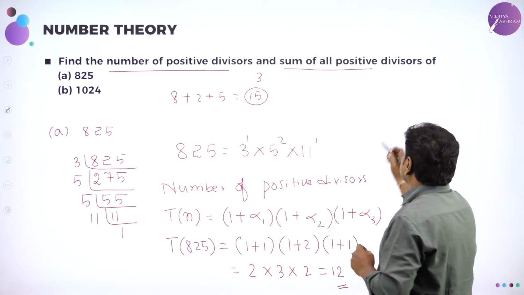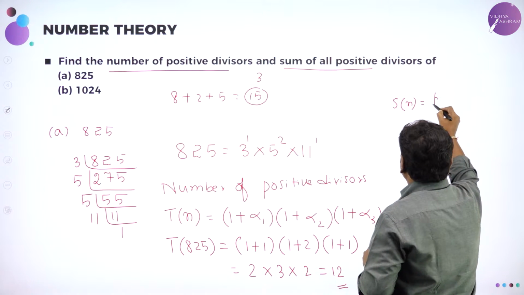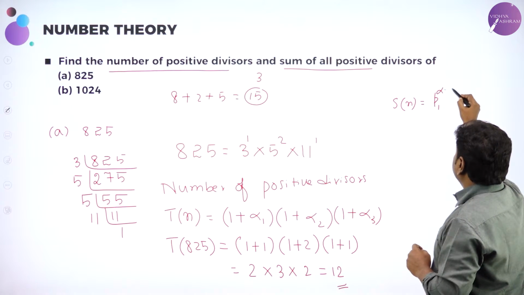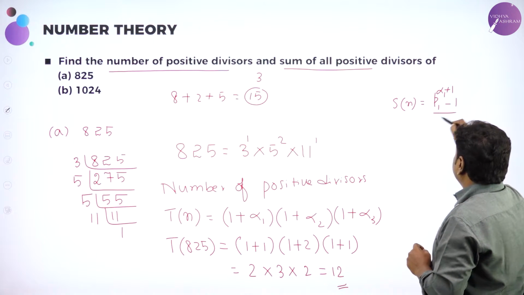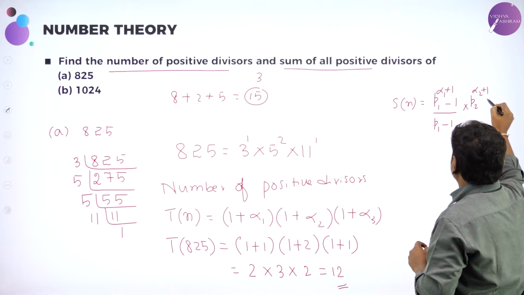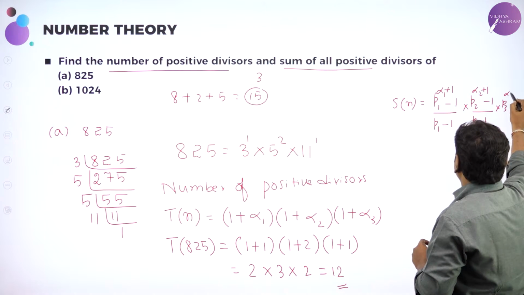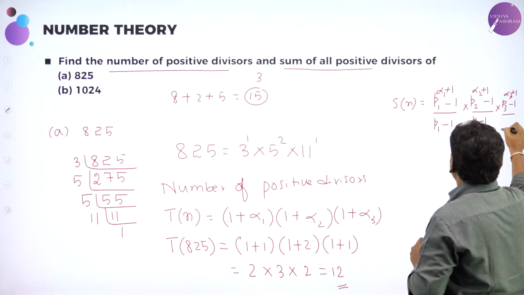Then we need to find the sum of divisors. So now we need to find sum of divisors, S of n. What is S of n? P1 power alpha 1 plus 1 minus 1 by P1 minus 1, then into P2 power alpha 2 plus 1 minus 1 by P2 minus 1, then P3 power alpha 3 plus 1 minus 1 by P3 minus 1.